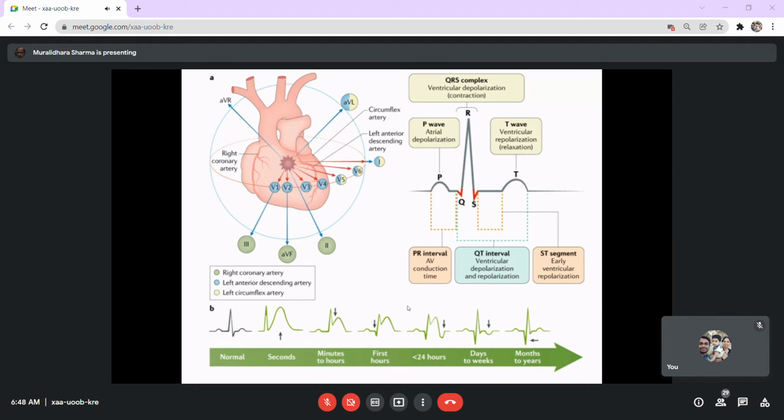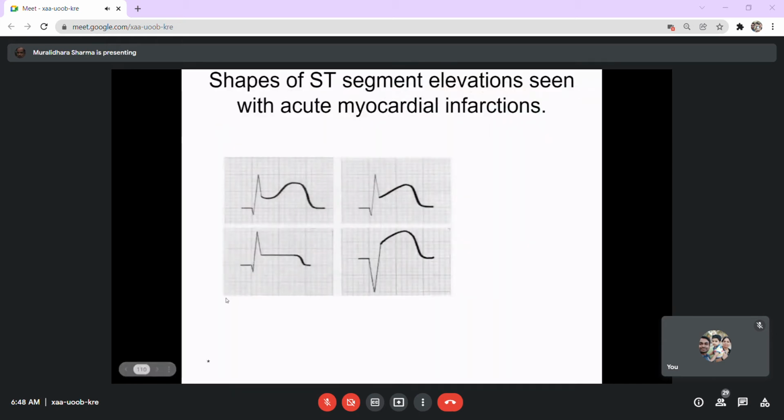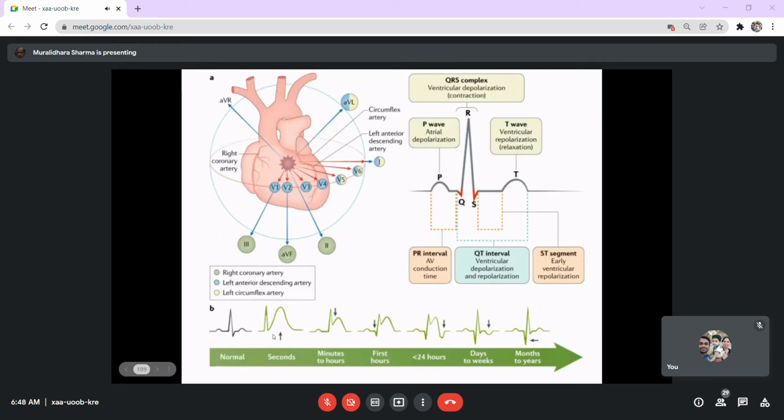Now that's one aspect. Usually, the moment there is an injury, the cells become ischemic. They may not be dead. During that period, there will be a peaked T wave. The ST segment tends to get elevated, and the T wave becomes raised as the cell is behaving abnormally.